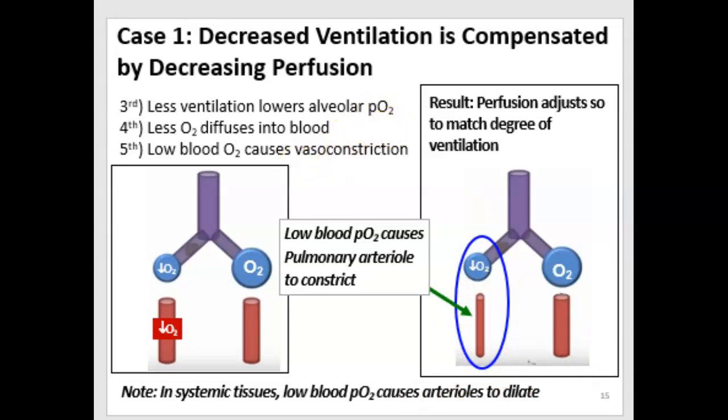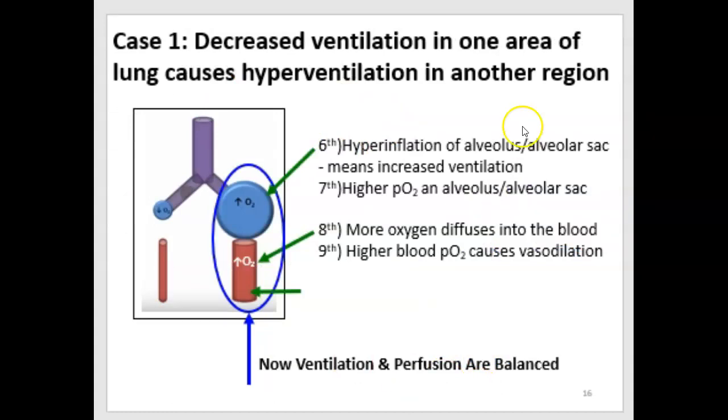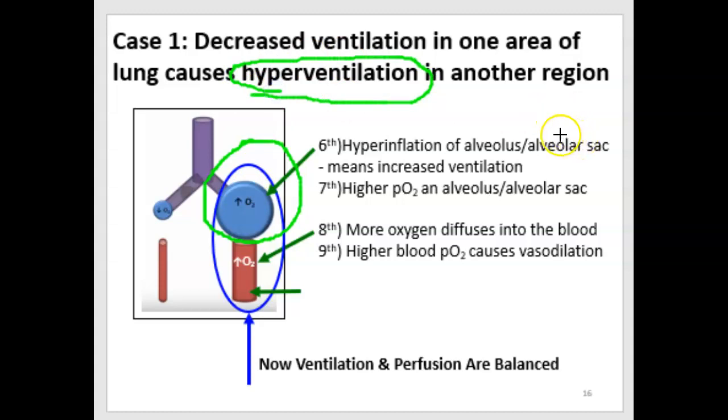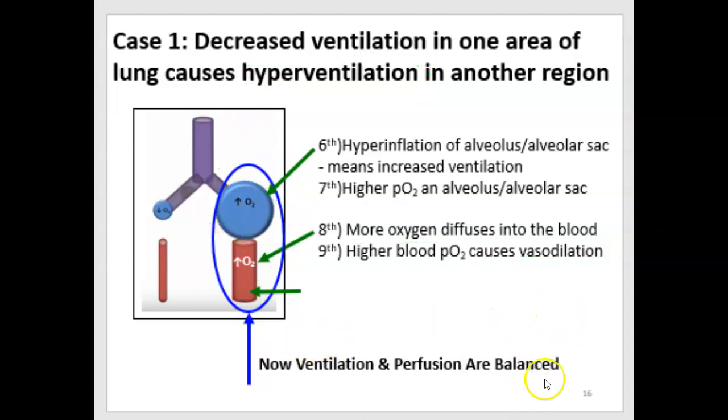Now there's something else that happens, which is pretty cool. We're still in the same case. We've got low ventilation in one area of the lung, but then all the air is going to this other alveolus. I just didn't mention it before. So now this alveolus or alveolar sac is hyperventilated in a different region of the lung. That means you have higher oxygen in this region of the lung, and so more oxygen will diffuse into the blood. And therefore the high oxygen level in the blood causes vasodilation of the vessel supplying that particular alveolus.